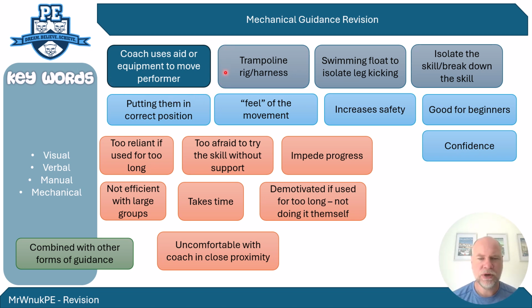So in trampolining, you might have a rig or a harness where you belt the individual up and then you hoist them in the air while they're doing somersaults. In swimming, they use floats, so you could isolate a leg kick when they're holding their float as they're swimming. Another aspect that is easy to do is to break a skill down, any sort of skill, and isolate particular parts of that skill. So that's why you would use it.